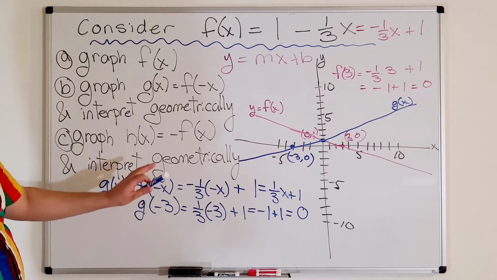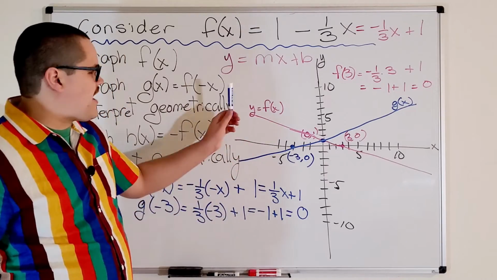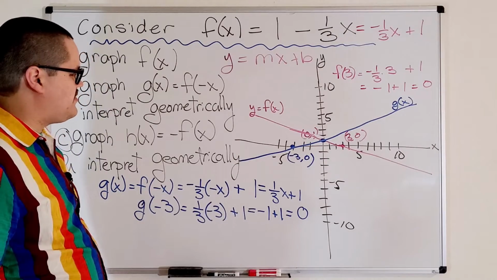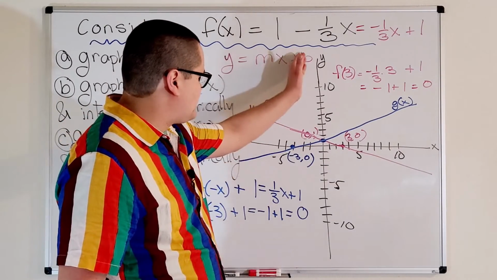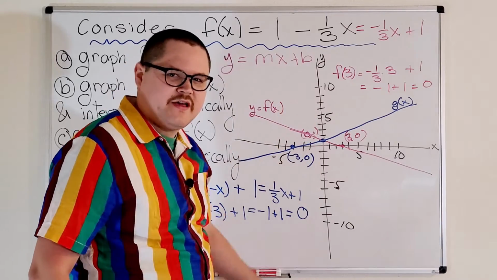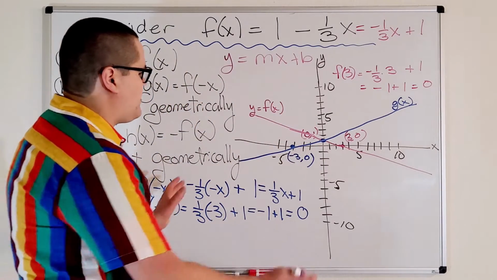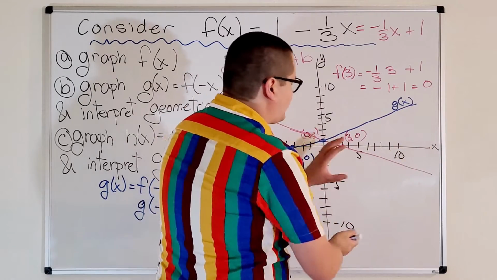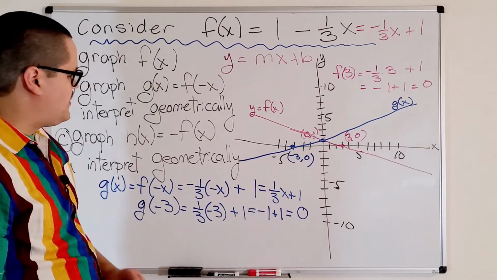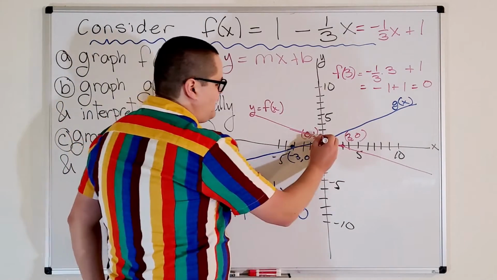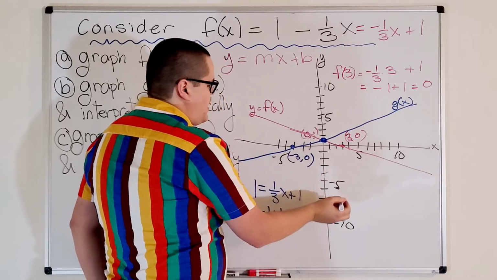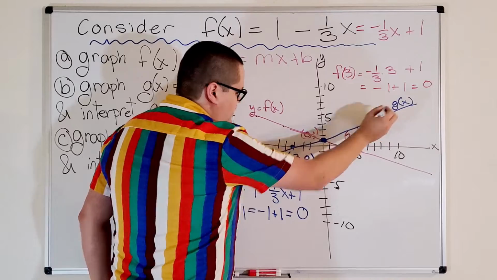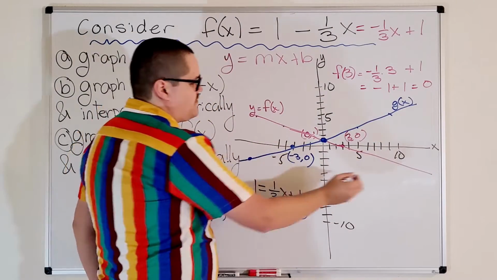And how can I interpret this geometrically by comparing f of x to g of x? Well, I might observe the y-axis seems to slice them right in two. In fact, g of x is the mirror image of f of x under a reflection over the y-axis. So such a reflection will leave the y-intercept unchanged, and then every other point is going to move to its reflection over the y-axis. So this point moves to that one, etc.